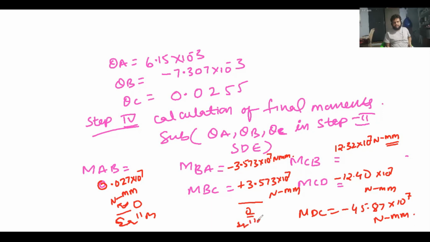Our equilibrium is satisfied. And if you see at C, 12.32 minus 12.40, it's almost 0.08. So it is also almost equal to 0. Here also equilibrium is satisfied. Similarly, here we need not require any equilibrium because one of the supports is rotating anticlockwise by minus 0.1. So this is all about writing the moments and the calculation part.